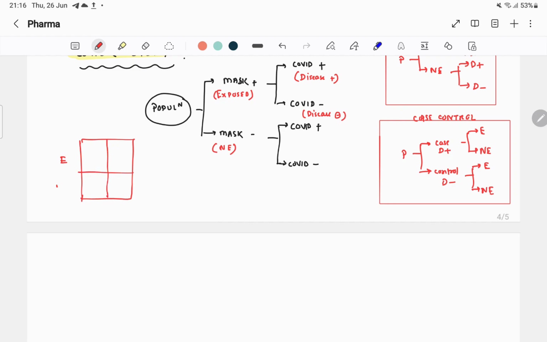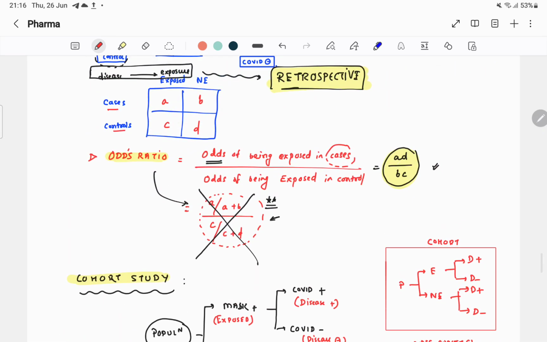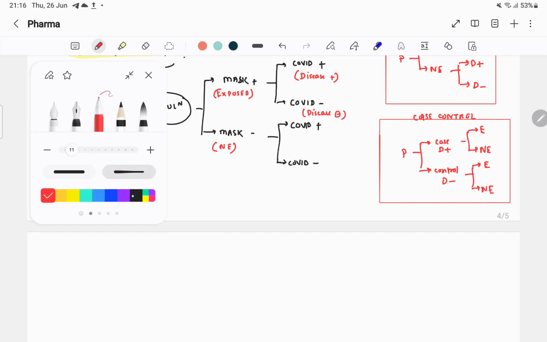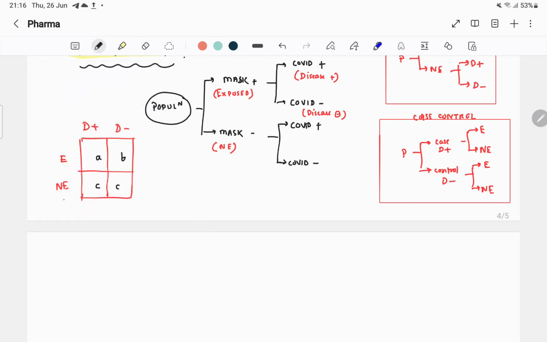This time we are taking exposed, non-exposed here. Previously we took cases, controls here, that is disease positive, disease negative here. We are taking exposed, non-exposed here, and disease positive, disease negative here, right? A, B, C, D. A is exposure and disease. B is exposure but no disease. C is non-exposure plus disease, and D is no exposure, no disease. Okay, understood?